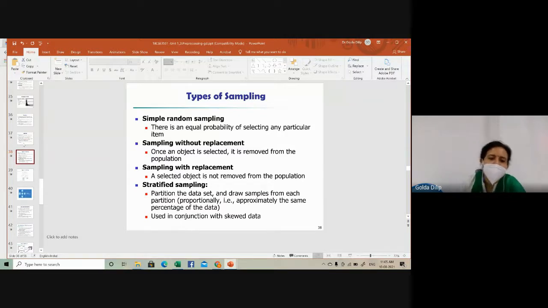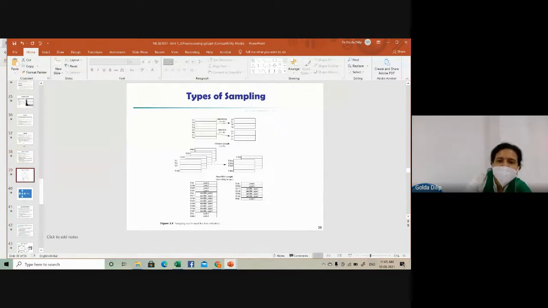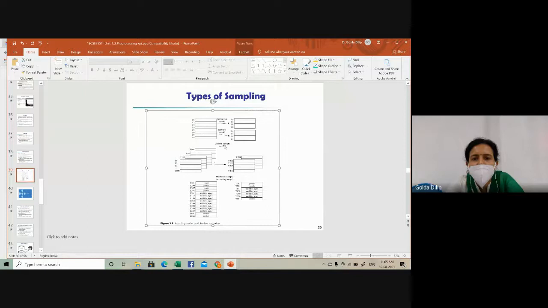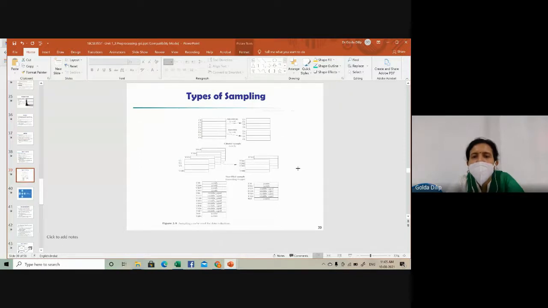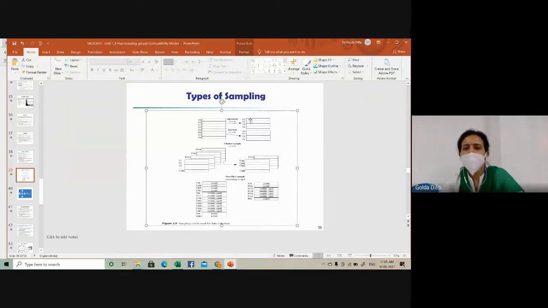Of course, then we have one more type of sampling called stratified sampling. I'll give you an example for it. These are the different types of sampling you can see here. This is cluster sampling, where these are put into one cluster, this is one cluster, this is the second cluster. So this is cluster sampling. And here, this is stratified sampling.